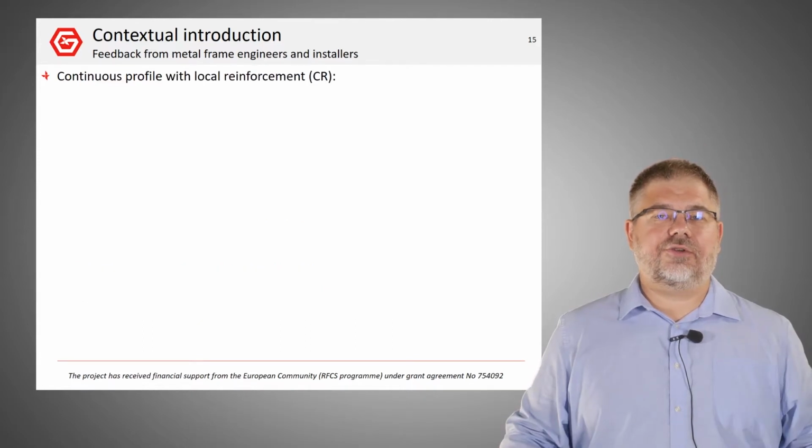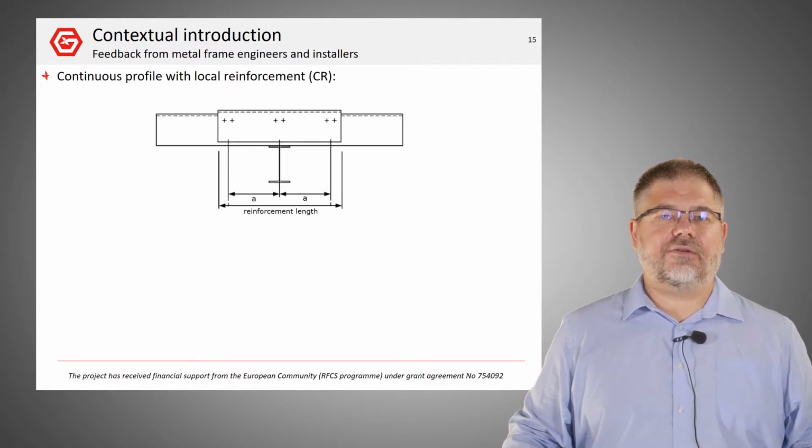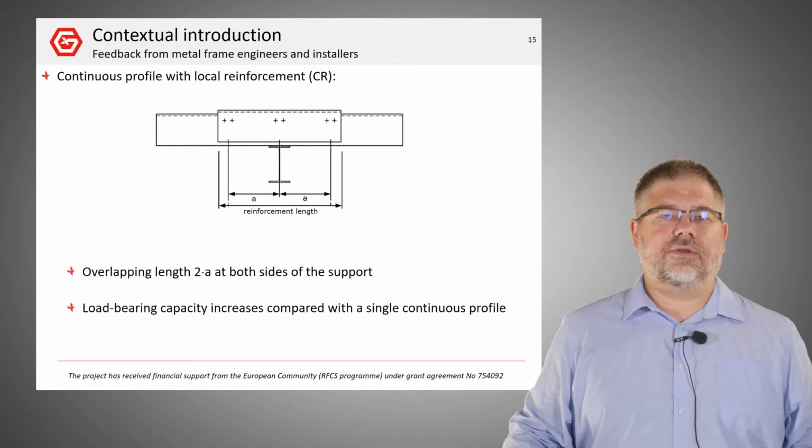The last solution studied during the GLUISPR project, thanks to engineer and installer feedback, is a continuous profile receiving a local reinforcement. The reinforcement length is equitably distributed on both sides of the support, and the main objective remains the same as the previously joined solution.